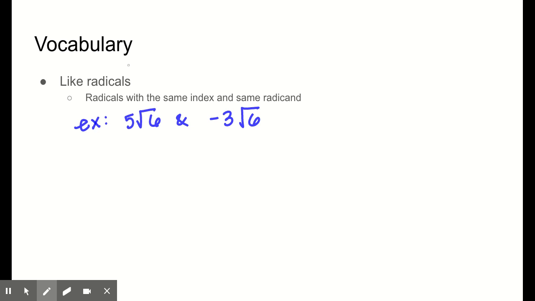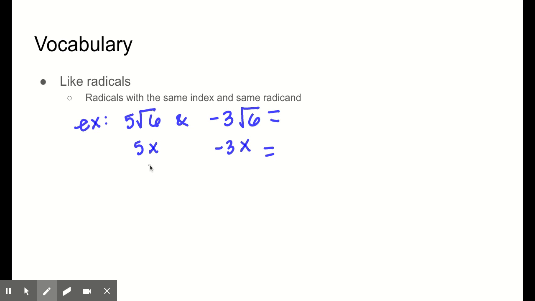Now, this is very similar to having like terms. For example, like terms could be 5x and -3x. We have the same variable to the same degree or the same power, and that makes them like terms. Now, similar to like terms, in order for you to add or subtract them together, you have to have like radicals. And when you add them together, you simply combine the coefficients.